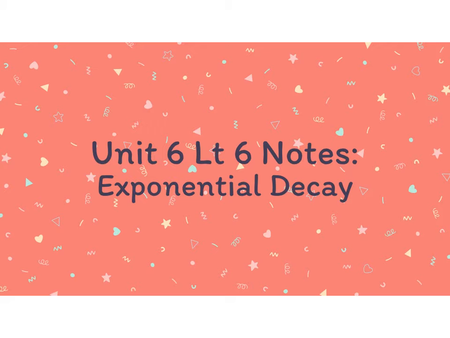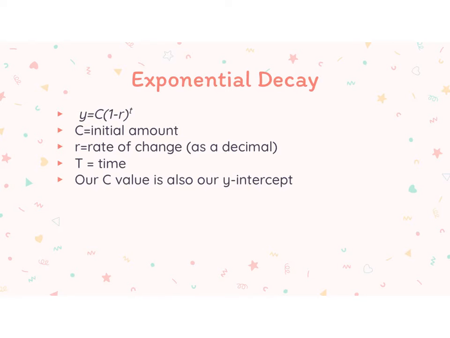Today we are going to talk about exponential decay. So in our last lesson, we talked a lot about exponential growth. Today we're going to look at the flip side of that and talk about exponential decay. So exponential growth was things increasing, exponential decay was things decreasing. And all of these are over time. So increasing over time is growth, decreasing over time is decay.